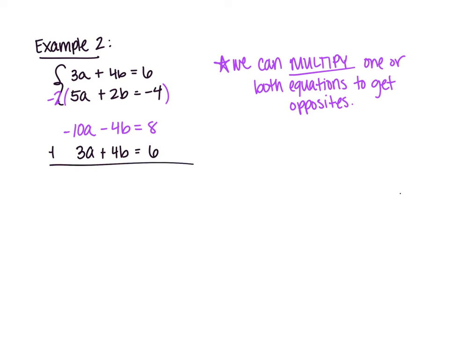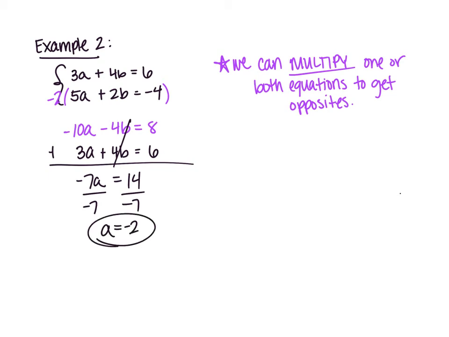So negative 10a plus 3a is negative 7a. Negative 4b plus 4b is 0. That was the whole point. And then 8 plus 6 is 14. Well, now this is just an equation that you have solved several times. So we're going to divide both sides by 7. And we get a is negative 2. So we've got half of our answer.